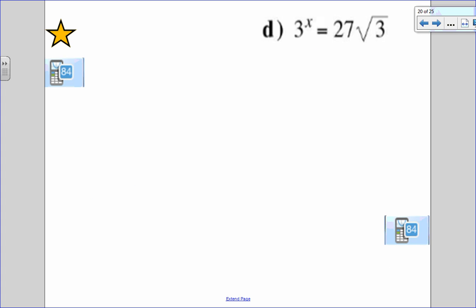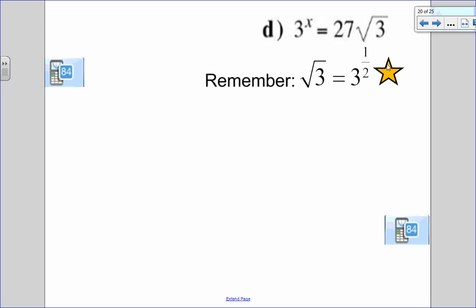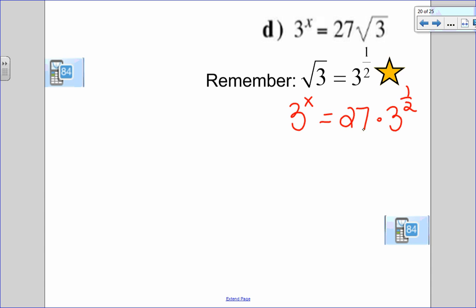So 3 to the x equals 27 times the root of 3. So I really need to tidy this up a little bit, okay? Because I only want one base on each side. Remembering, of course, that the square root of 3 is the same as 3 to the 1/2. So I'm going to have 3 to the x is equal to 27 times 3 to the 1/2. Now I can't just multiply 27 and 3 beside each other because this is not a 3, it's a 3 to the exponent of 1/2, which is the square root of 3. So I need to simplify using a common base.